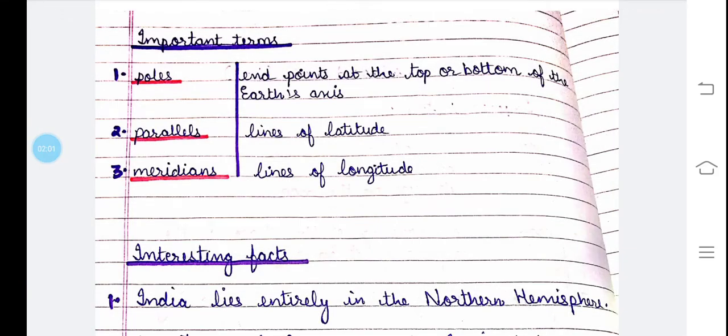Now, first of all, start with our important terms. First one is poles. Poles are the end points at the top or bottom of the Earth's axis. Second, parallels. Parallels are the lines of latitude, and meridians, we call meridians the lines of longitude.